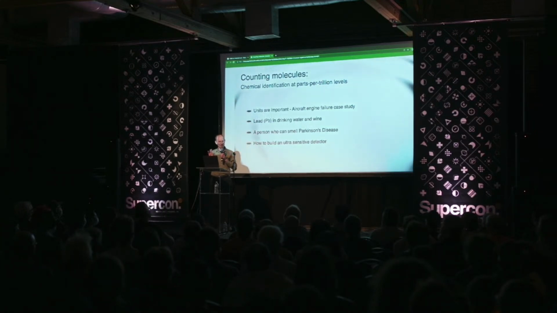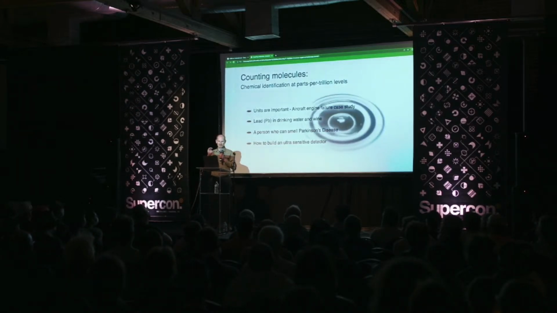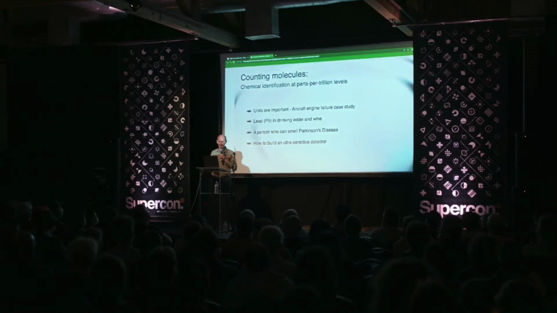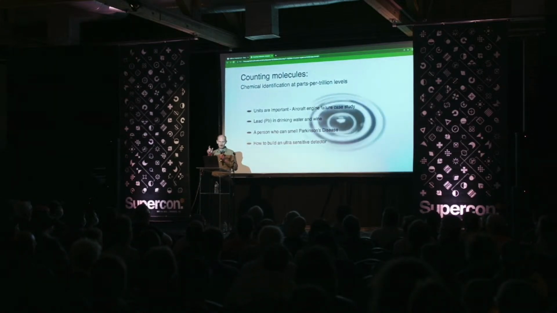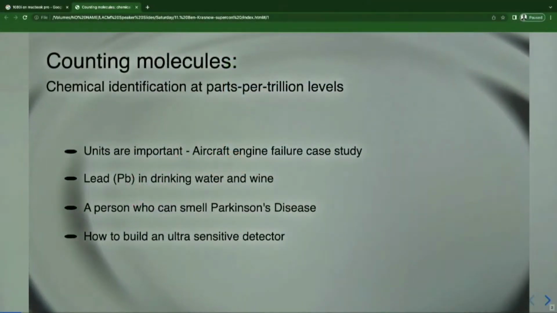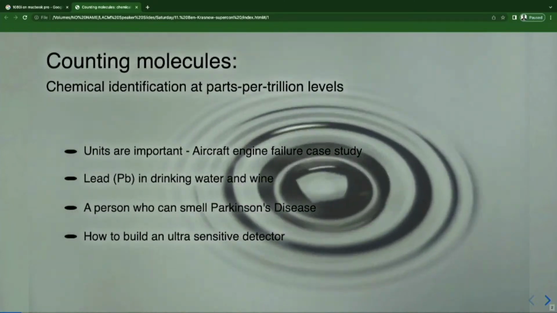One's an important thing that you should take away and use in your daily engineering life. And then two example cases done expensively and cheaply. And we'll kind of step through all these things in sequence. So here's kind of a sneak preview. We'll talk about why units are important. The first example will be lead in drinking water and wine. And then we're going to talk about volatile organic compounds and smelling disease and how to build your own detector.